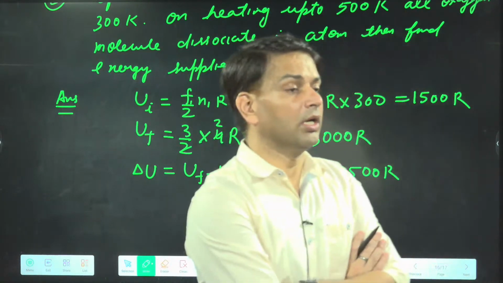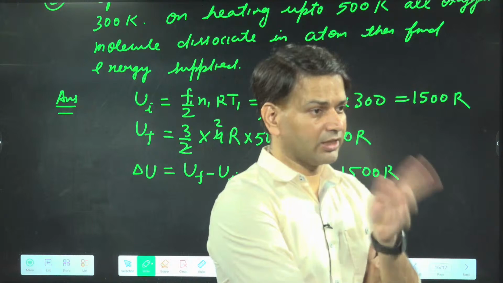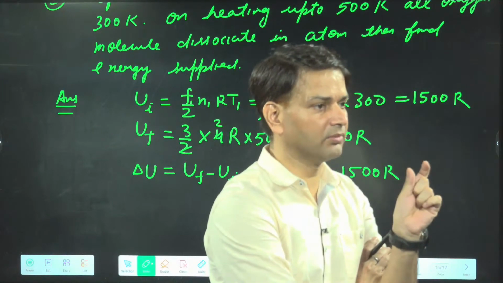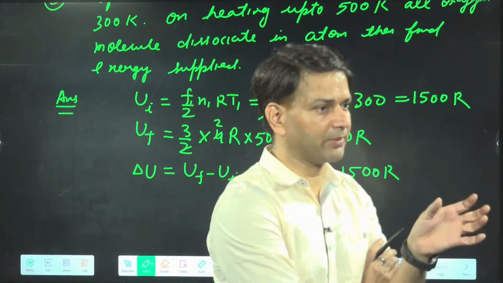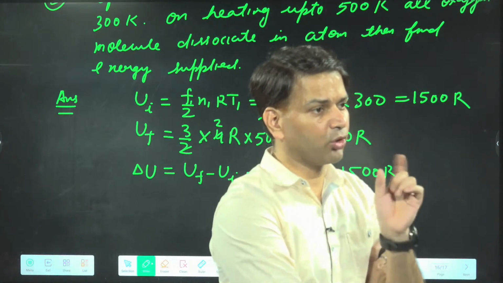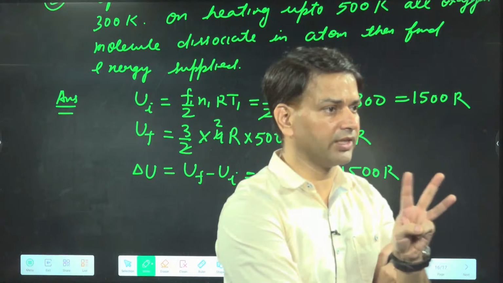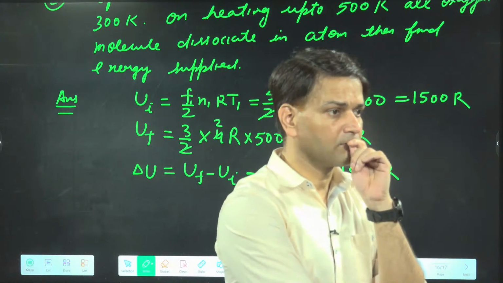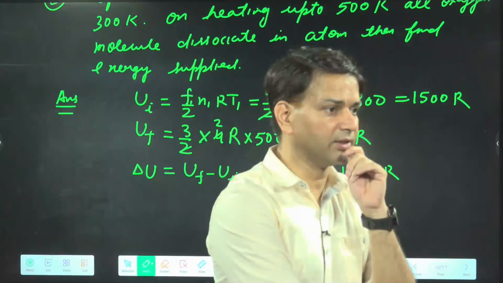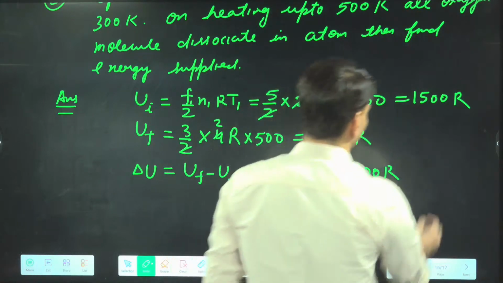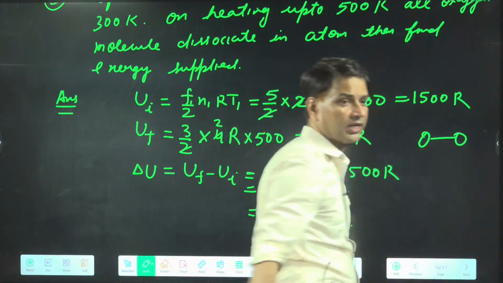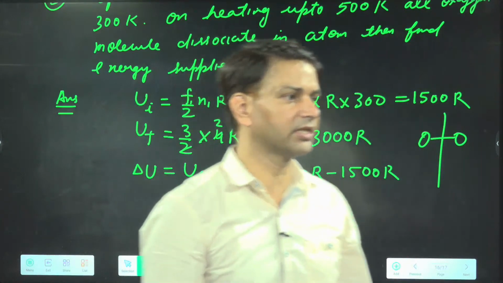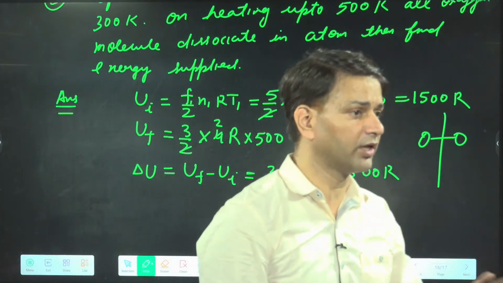Why 3 by 2? Why? Because when the oxygen gets dissociated, it will become O, monatomic, a single O atom. Now, the O atom is what? It is a monatomic gas. So that's why for a monatomic gas, what will you take? How many degrees of freedom? 3. Got it or not? Who asked that? Why am I writing 3 by 2? Initially the oxygen molecule was diatomic. Now when you dissociate, it becomes an atomic gas. Atomic gas means monatomic. Monatomic means degrees of freedom 3.